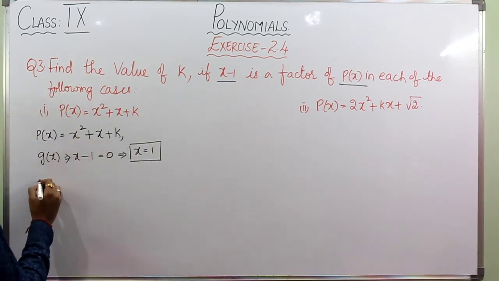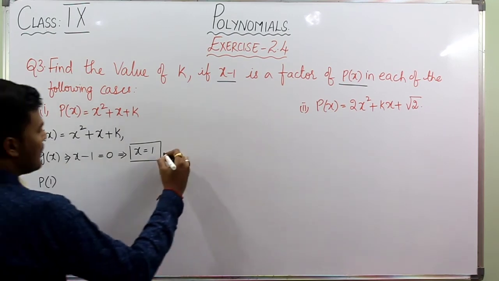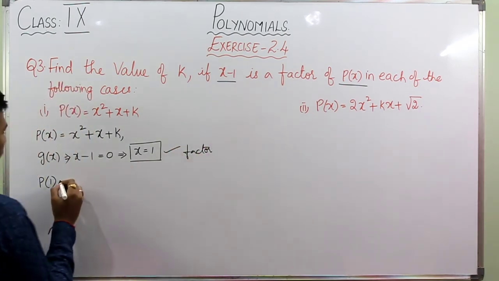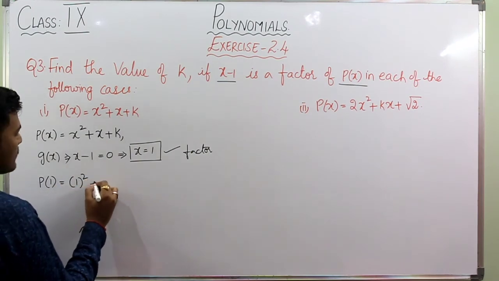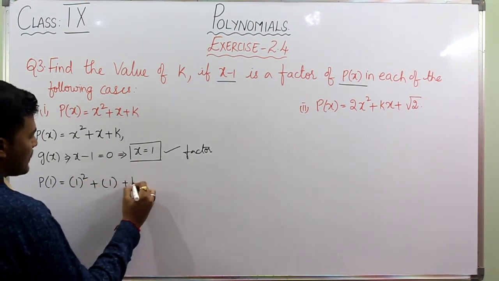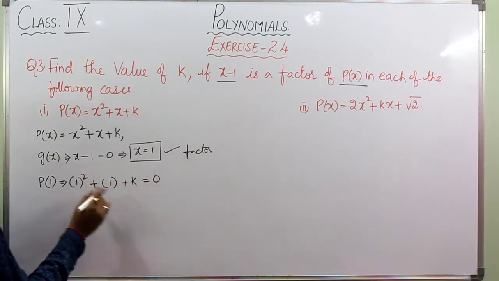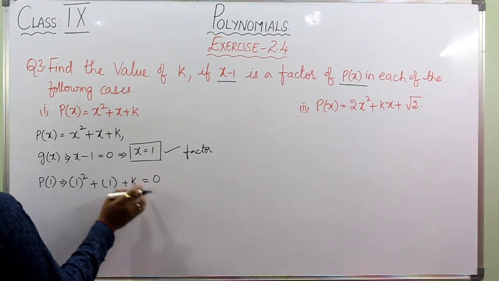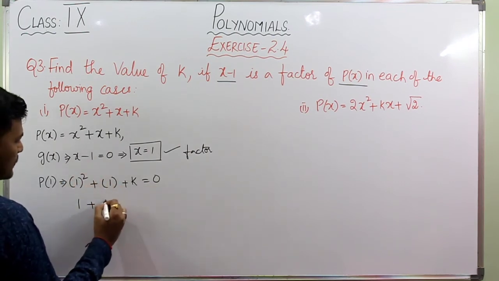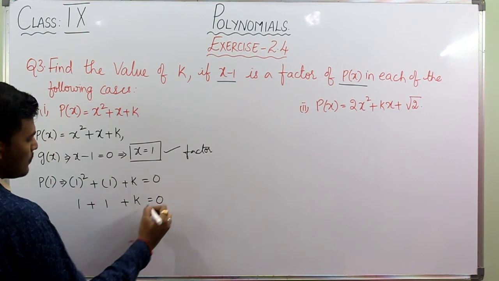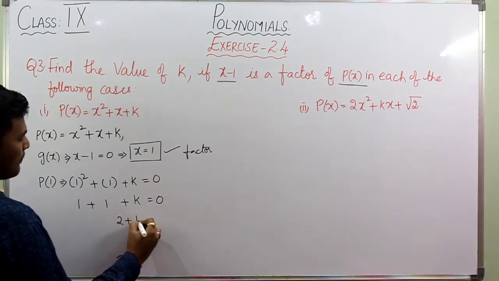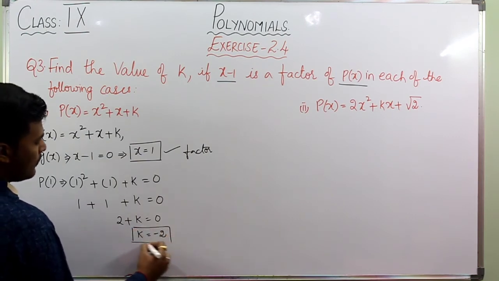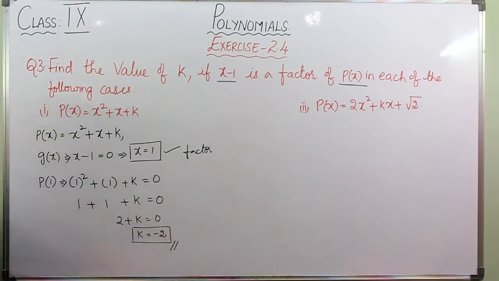So we are substituting 1 in the place of x, and he is saying that this is a factor. That's why while substituting I am equating it to 0, 1 plus 1 plus k is equal to 0. Why am I equating it to 0? Because it is a factor. Factor means already given that it is a factor. So now 1 square is 1 plus 1 is 2 plus k is equal to 0. k is equal to minus 2. So therefore the value of k is minus 2.